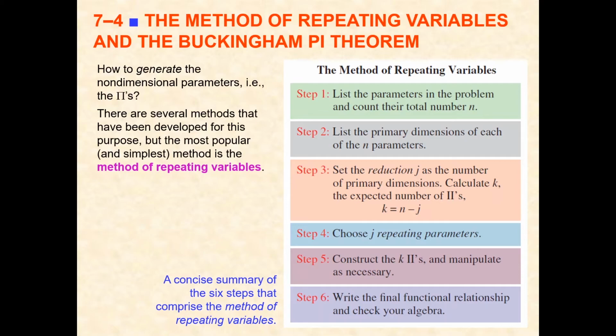So we choose the j repeating parameters and construct the k pi's, and manipulate as necessary. The repeating parameters actually require you to have a lot of practice, because this can be different for different types of cases. So you need to be familiar with which j are usually used for the repeating parameters in step 4. And then construct the k number of pi's and manipulate as necessary, and then we write the final functional relationship and check the algebra.